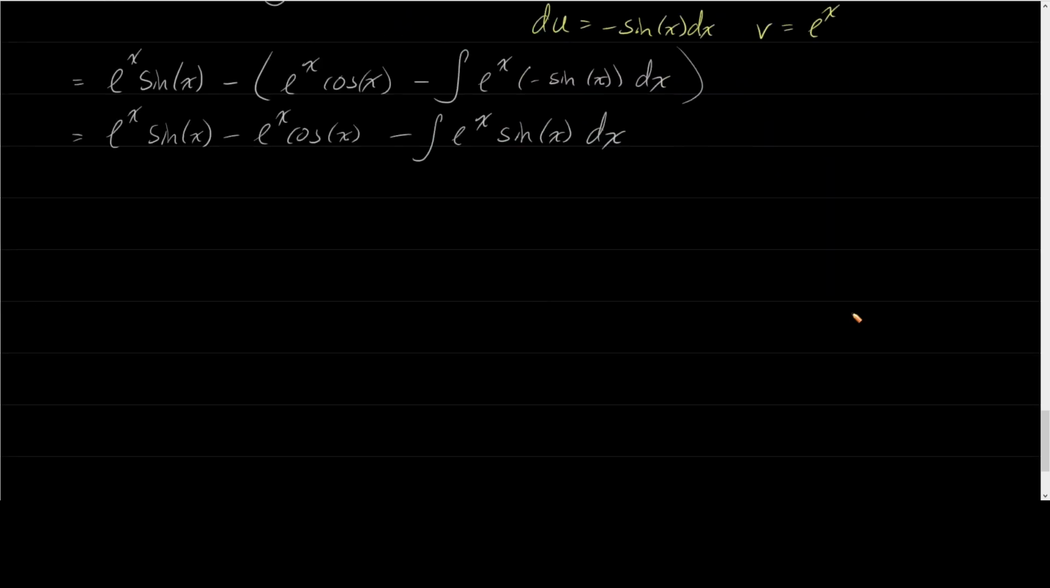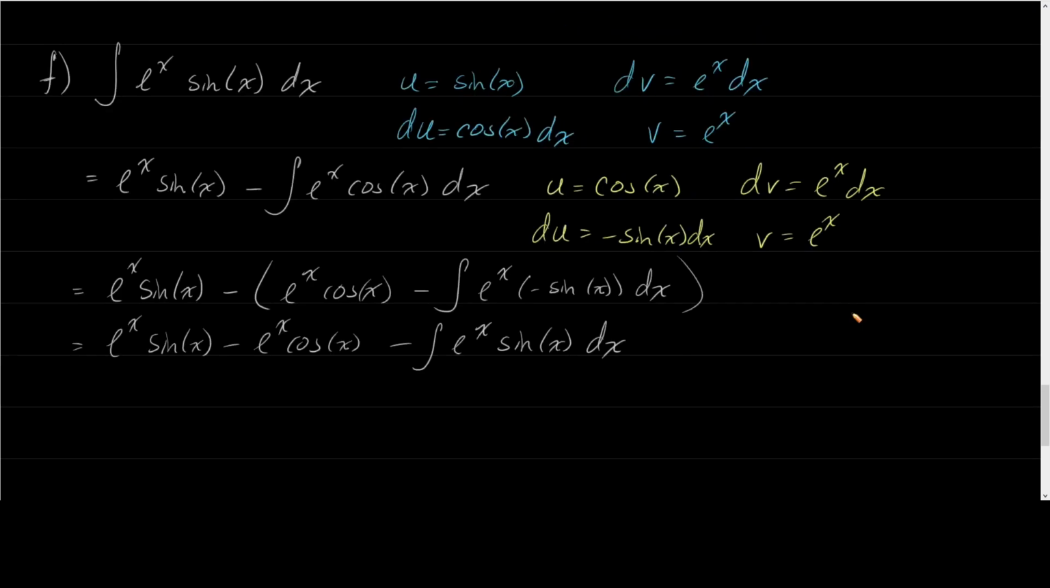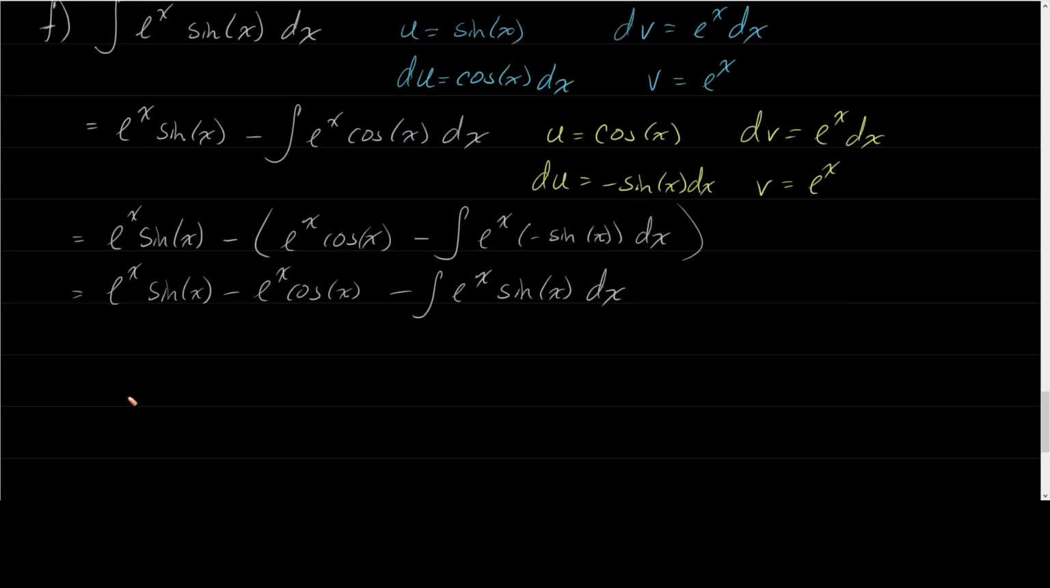Well, let's look at this. Essentially, what I've got here is an equation that says something similar to a is equal to b minus c minus a. And what I want to do here is solve for a. So I need to bring all the a's to the same side. So I have 2a is equal to b minus c, which would tell me that a is equal to 1/2 times b minus c. So that is the same exact idea that we're about to apply here.